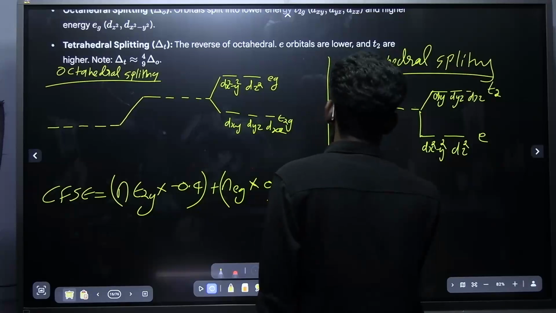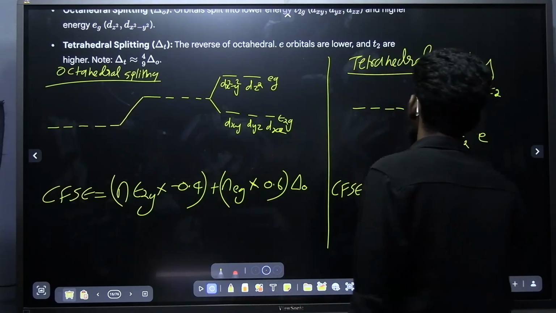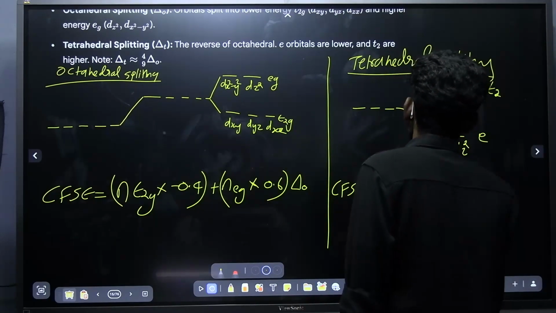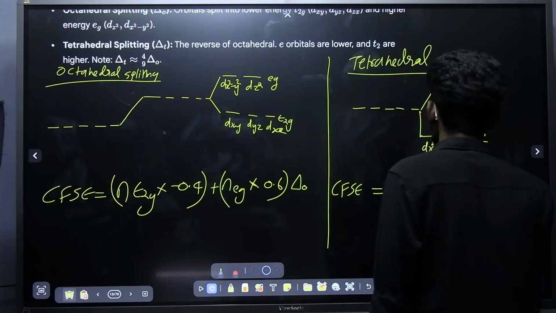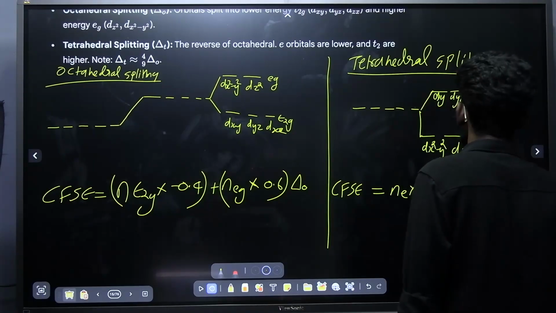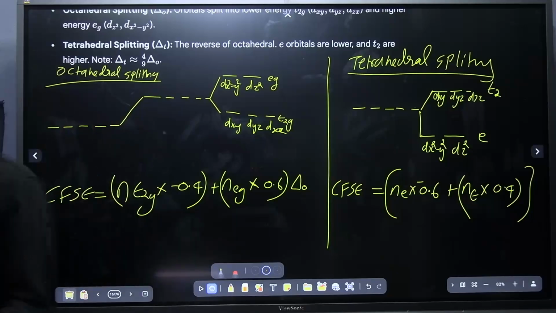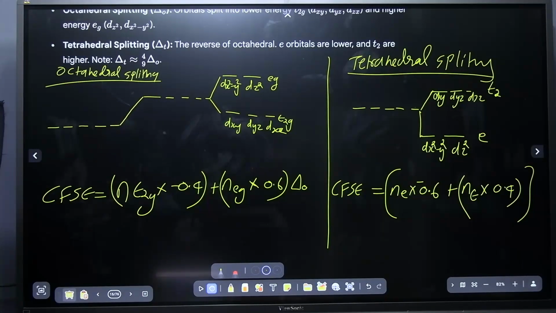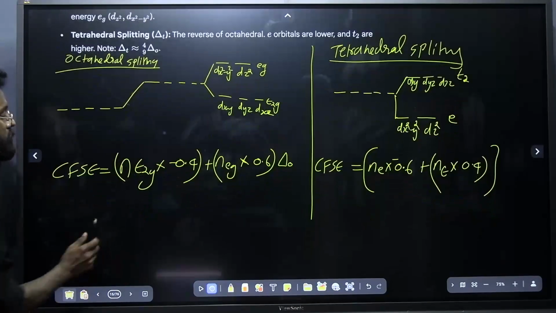Now in the case of tetrahedral, the crystal field stabilization energy is equal to the number of electrons in the E orbitals times minus 0.6, plus the number of electrons in the T2 orbitals times 0.4. Okay, this is how we can find out the CFSE of octahedral splitting and tetrahedral splitting. Just go through the equation, everyone. Okay, got it, everyone? Why are we calculating CFSE? CFSE has a lot of applications.